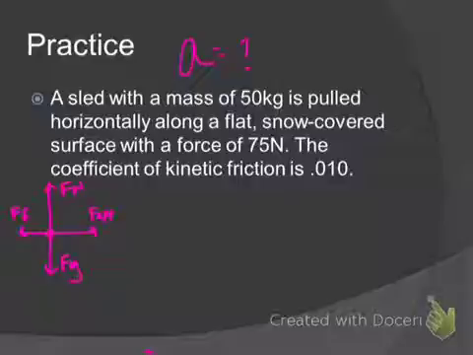Overall, our goal here is to find the acceleration. So we know our applied force is 75. We don't know our frictional force yet. But we need to be able to solve for the acceleration. So let's set up our net force equation first. F net equals F applied minus frictional force.